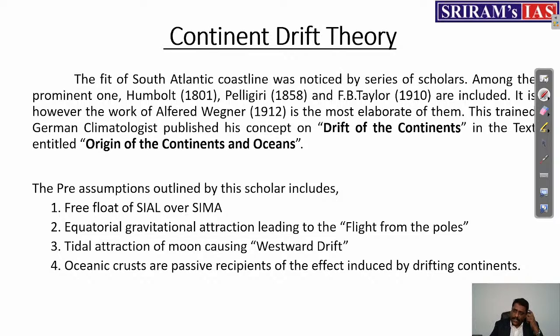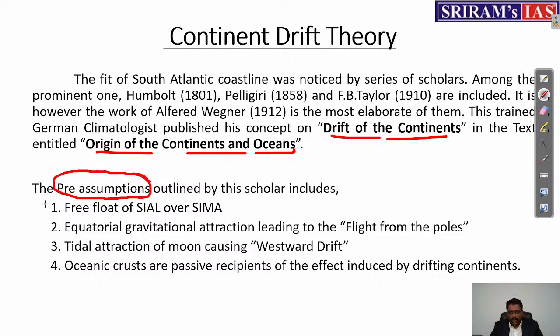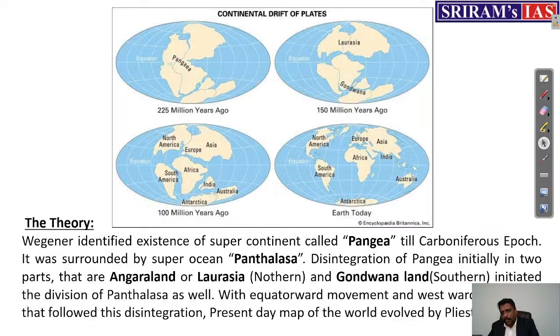As I said, this theory, the continental drift theory, was propounded by this gentleman called Alfred Wegener. He's a German climatologist. He's not a geomorphologist, he's a climatologist, a meteorologist. He presented his concept of the drift of continents in the text entitled Origin of Continents and Oceans. His theory is also based on some pre-assumptions, but as of now they are not needed for us. What is the theory? We should take it. In a nutshell, he strongly believed. See, what exactly prompted this gentleman to propound this theory, I'll tell you.